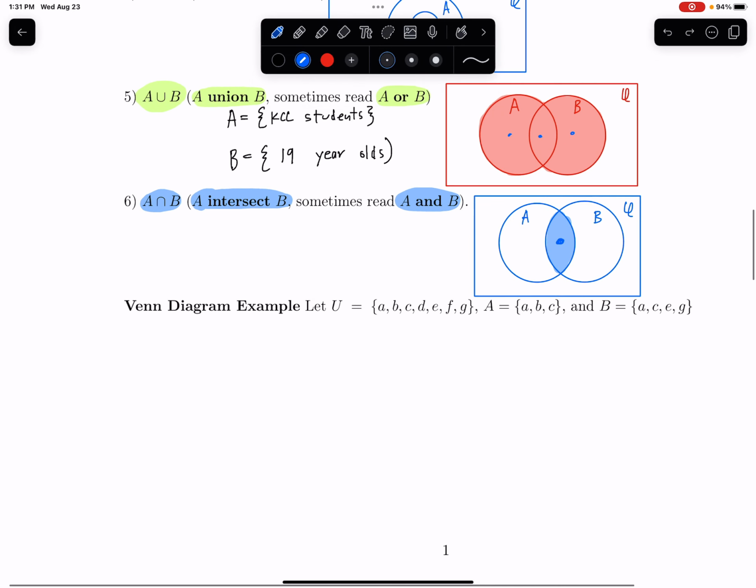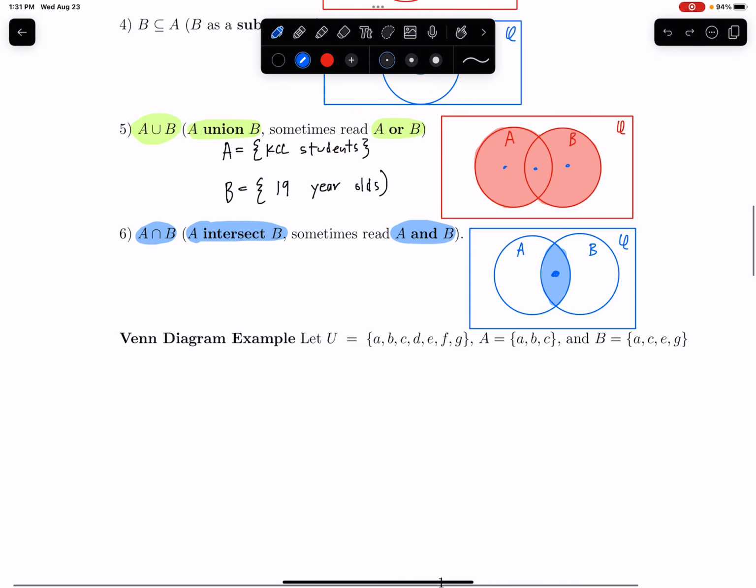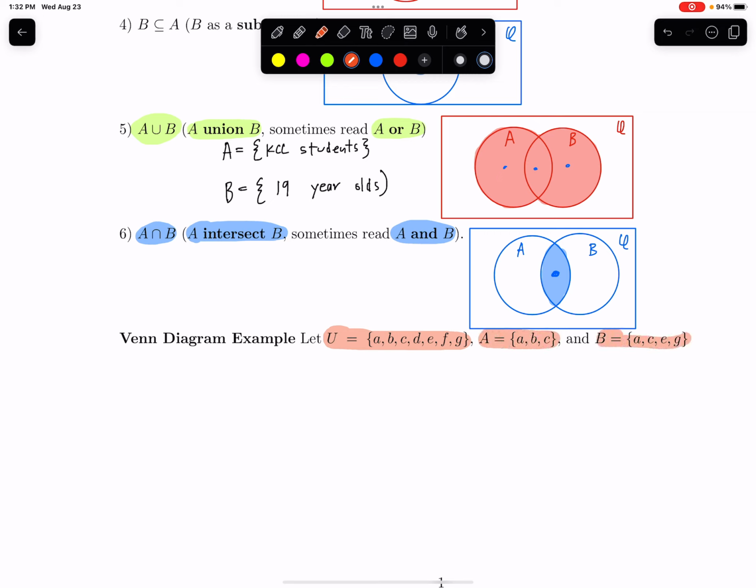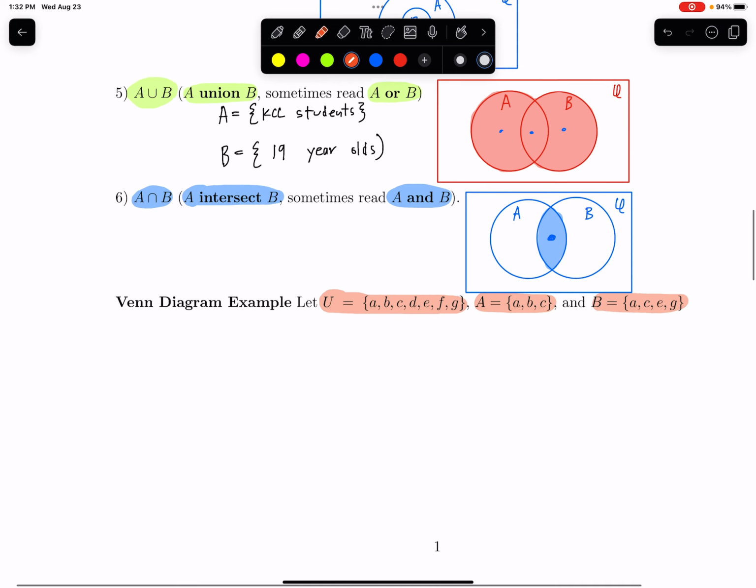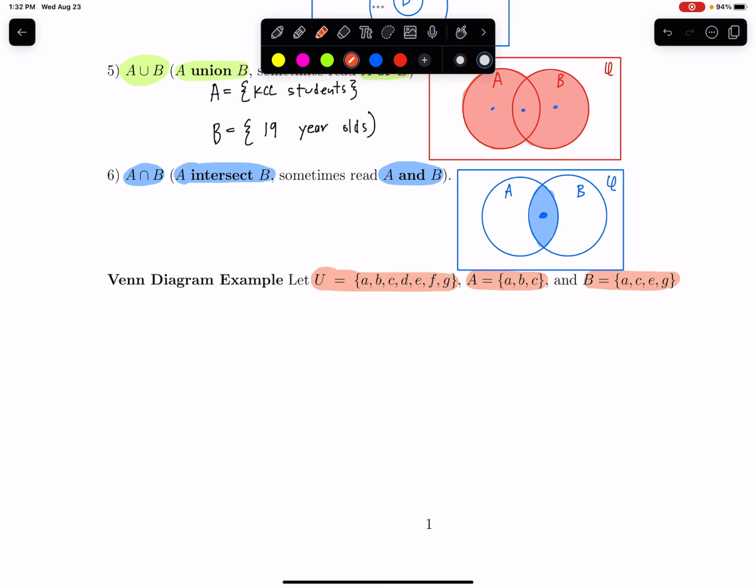All right, lastly, we're gonna finish this page in this video with this Venn diagram example. So I'm gonna do this one for you. On the next page, when you guys do problems, you're gonna have something similar. So here's the setup. We have the universe told to us as just these letters, A, B, C, D, E, F, G. So here, our universe is just A, B, C, D, E, F, G. We have a set A, which is A, B, and C. And we've got a set B, which is A, C, E, and G. Okay, so our task is to make a Venn diagram for this situation.